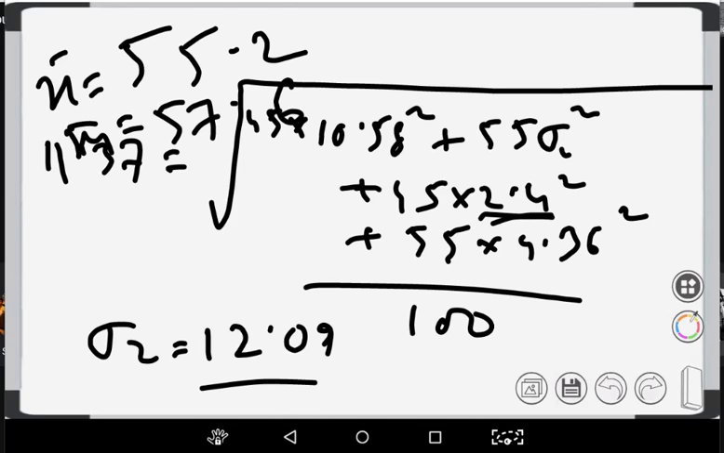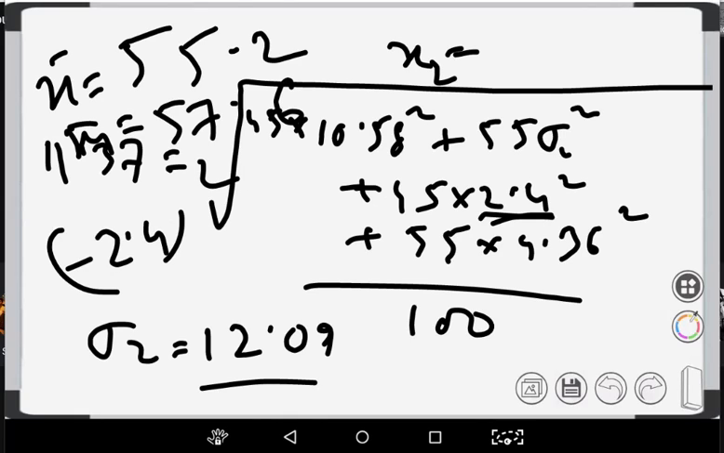You have not done the square. First you subtract, then you square, so plus or minus 2.4 square. What else was there? What did you get for x2 bar? 53.4? I said 53.24. If it is 24, subtracting from 57.6 gives 4.36. I hope I subtracted correctly.